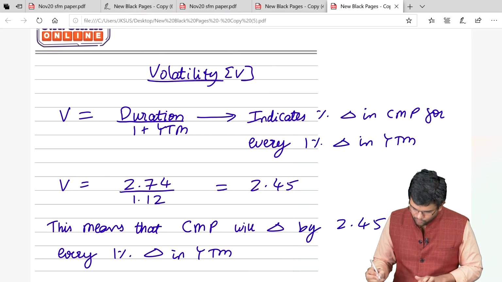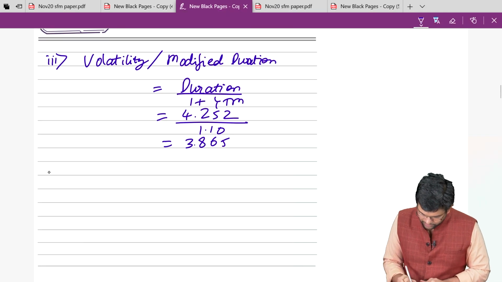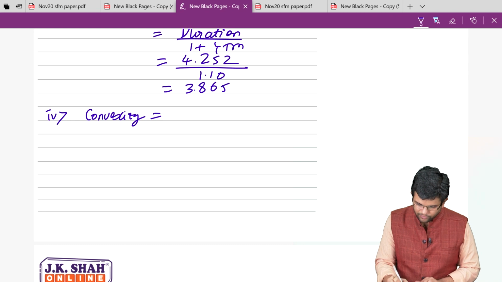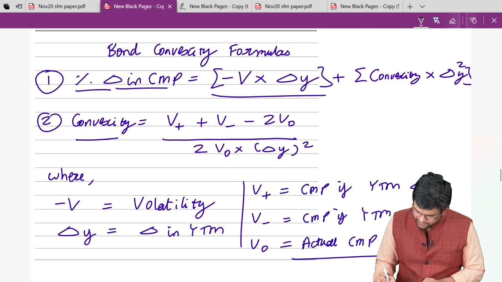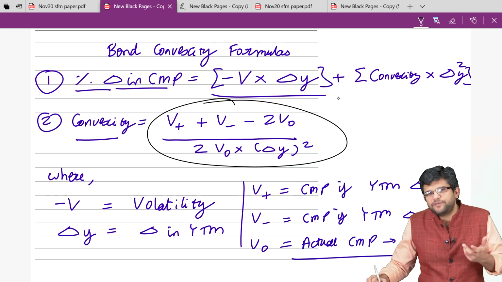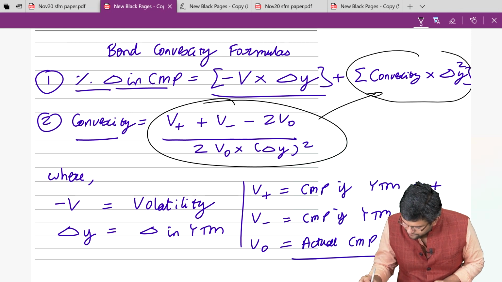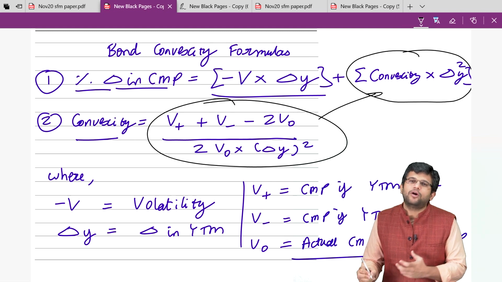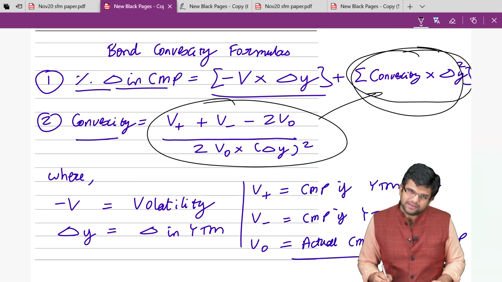I'll keep this formula in front of you, and I'll write down here point number 4. Convexity is equal to this formula. But students, if you want the exact adjustment of convexity, this is the final formula. Everybody clear? When you apply it on the main formula, this will give you that gap between the blue and the black lines. I hope you remember that.